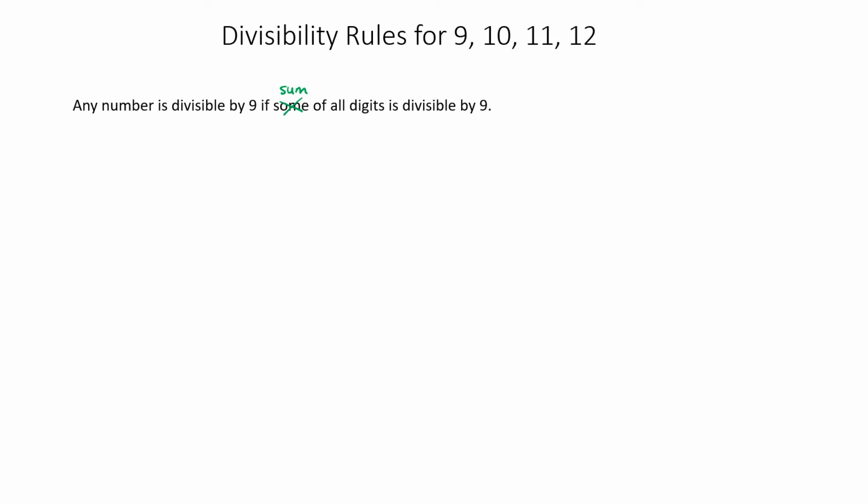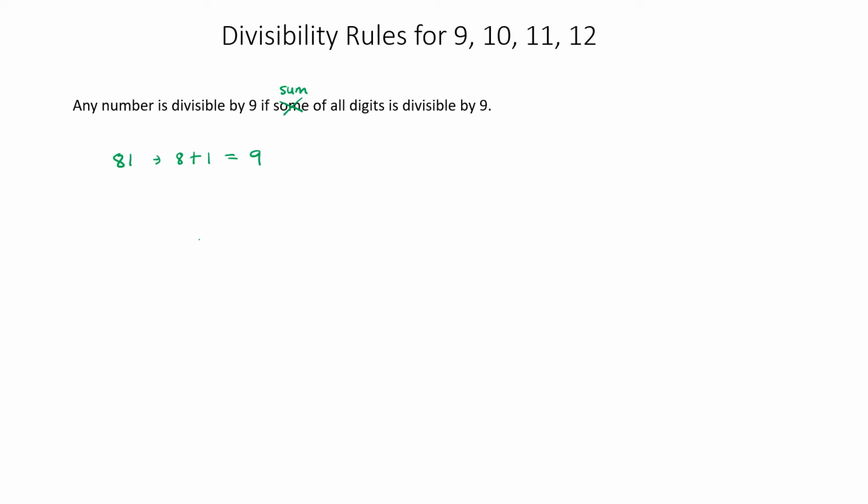Now, let's take an example. First, let's start with an easy example. Let's say 81. So the sum of these digits would be 8 plus 1, which is 9, and 9 is divisible by 9 because there's no remainder. It just gives us a quotient of 1.